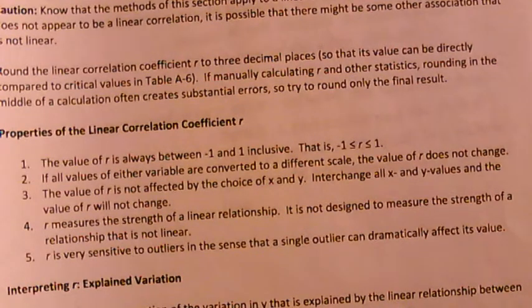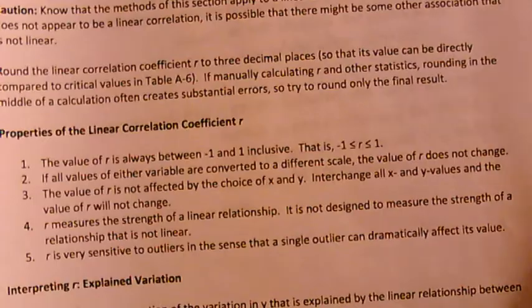Number 4, R measures the strength of a linear relationship. It is not designed to measure the strength of a relationship that is not linear. Okay? You have to have a linear relationship to calculate R so you can measure that strength. And R is very sensitive to outliers in the sense that a single outlier can dramatically affect its value. Just like if you have an outlier in a set of numerical data values, that outlier can affect the mean or the average of the set of data. The same thing for the linear correlation coefficient R.